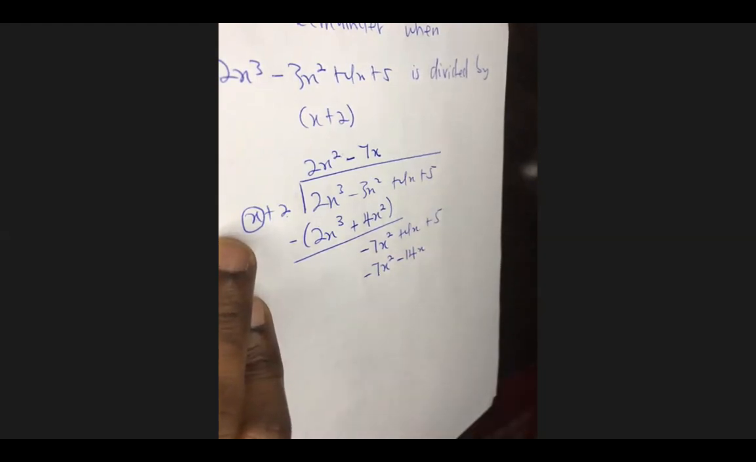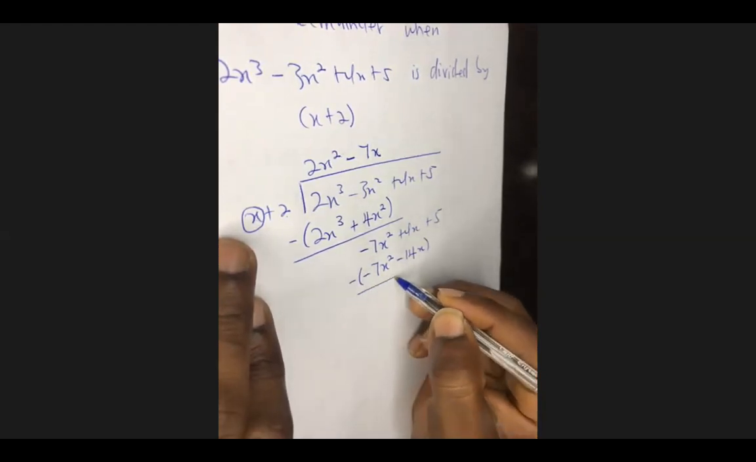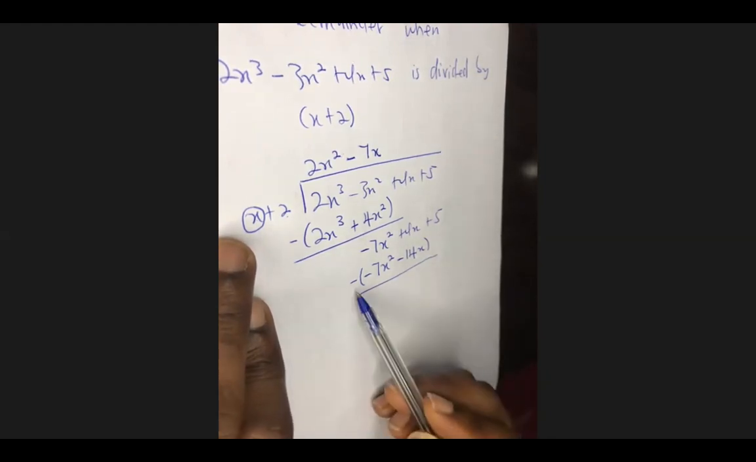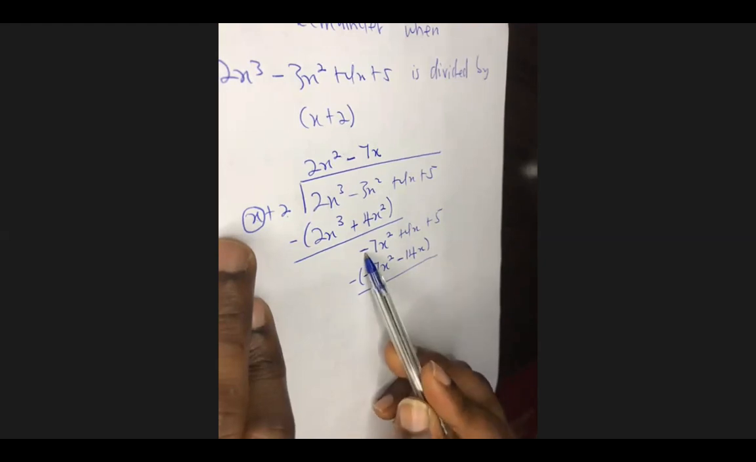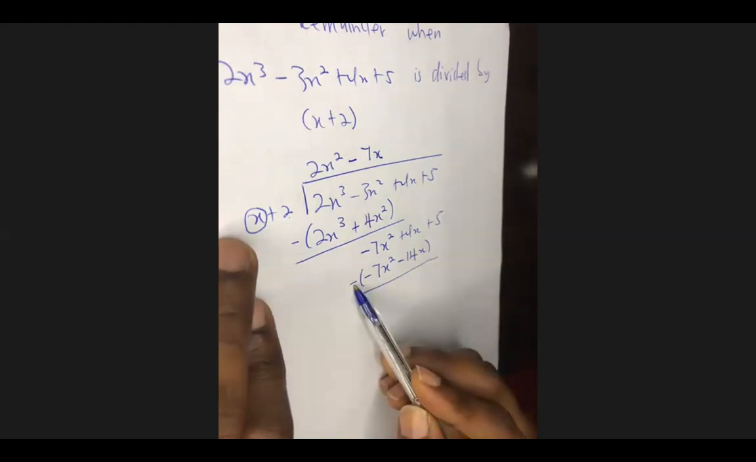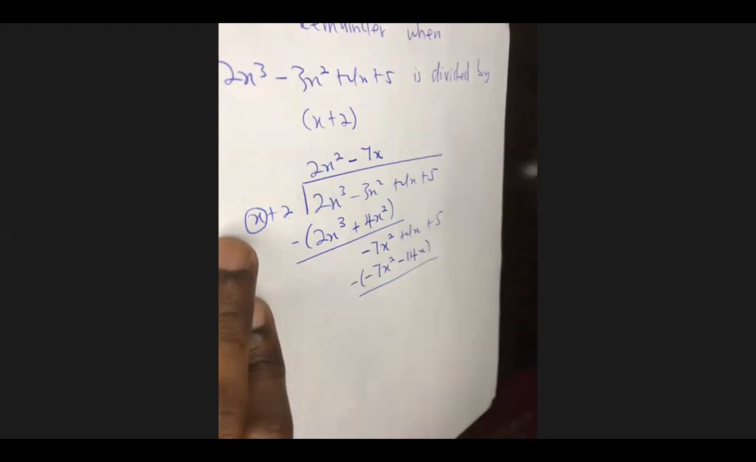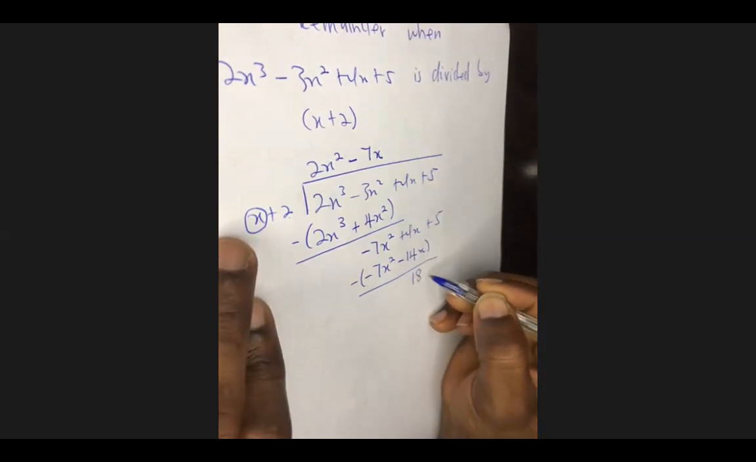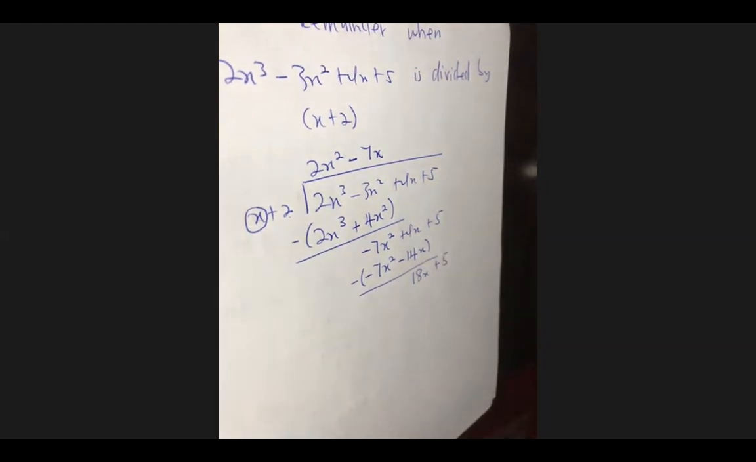Good. Now my next step is to subtract, and then I underline. So here, negative and negative becomes positive, so plus 7 minus 7 is 0. It goes away. Now here I have negative and negative becomes positive, so positive 14 plus 4, I have positive 18x. Then I bring down my plus 5. So 18x plus 5. Good.